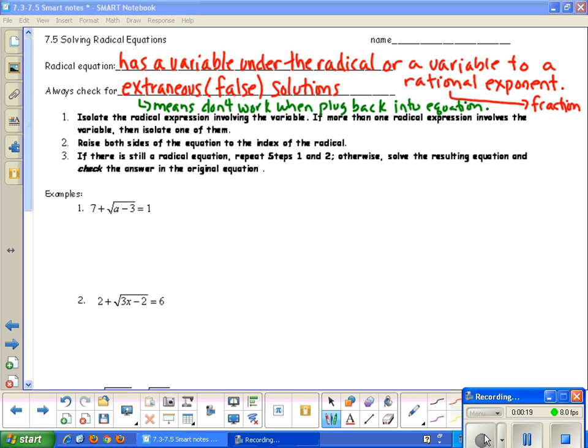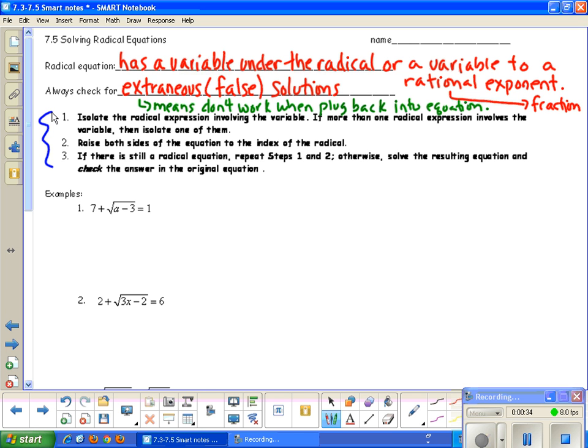So that means when you plug the answer back into the original equation, if you get something that does not make it a true statement, then it is extraneous. These are the steps that you're going to follow in order to solve radical equations. First, isolate the radical expression involving the variable. If more than one radical expression involves the variable, then isolate one of them.